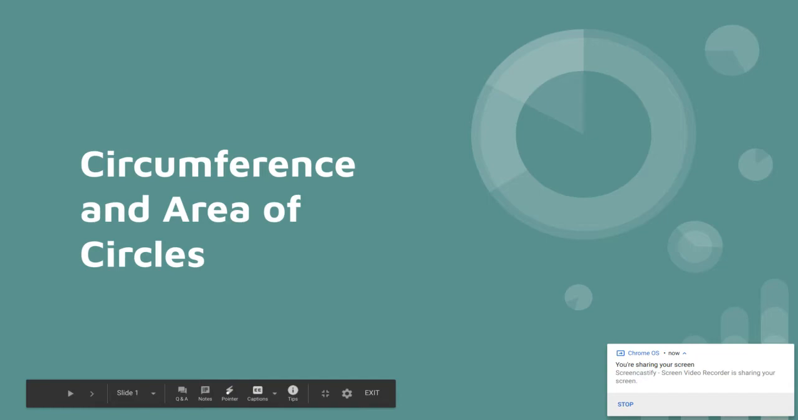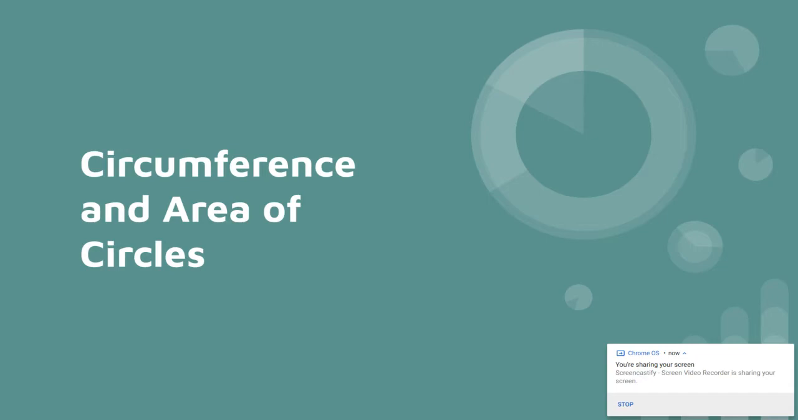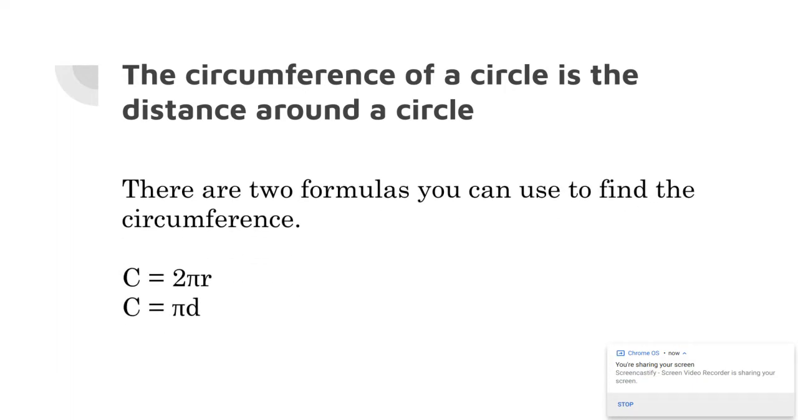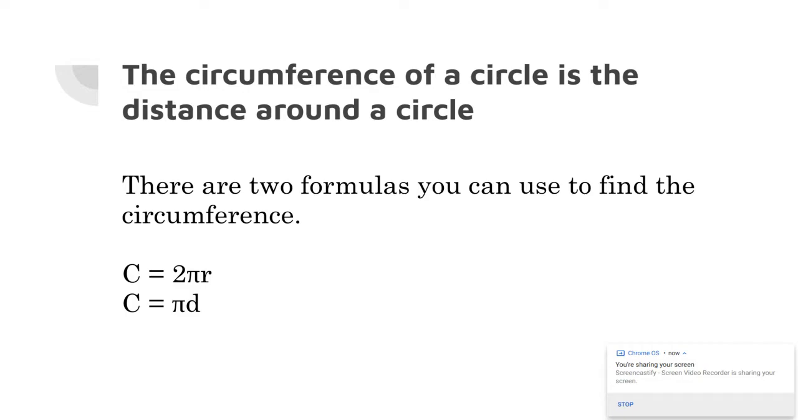Hi, today we're going to look at how to find the circumference and area of circles. The circumference of a circle is the distance around the outside of a circle. We can find this using two different formulas, depending on what information we are given.